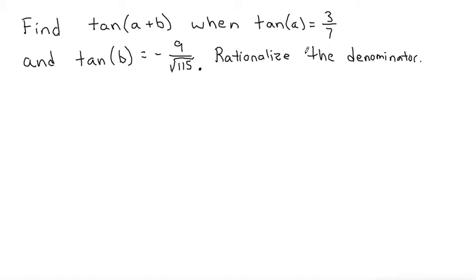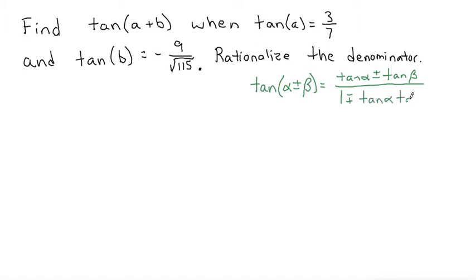So when we're doing a problem like this, trying to find the sum of a trig function, we'll often use a sum and difference formula. For tan, that sum and difference formula that I have on my formula sheet is tan of alpha plus beta is equal to tan of alpha plus or minus tan of beta, all over 1 minus or plus tan alpha tan beta.